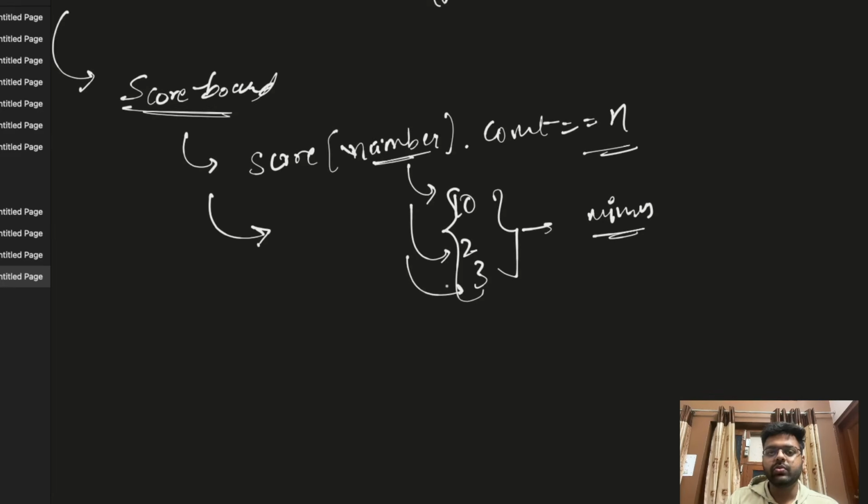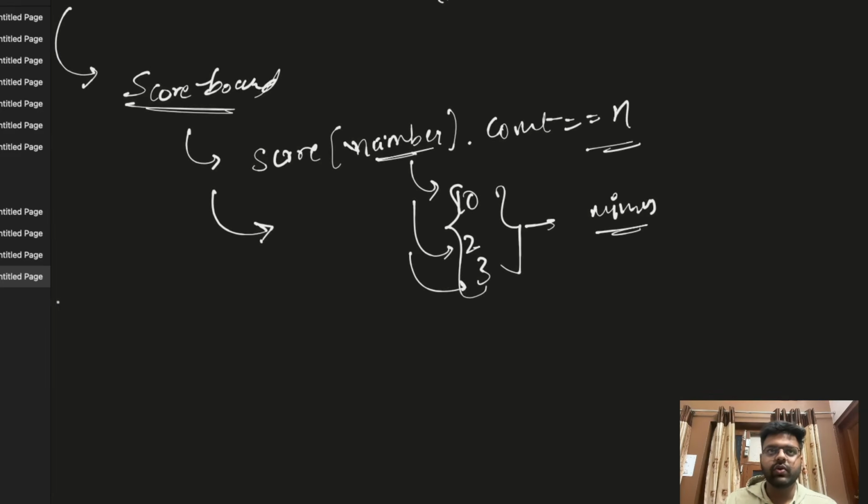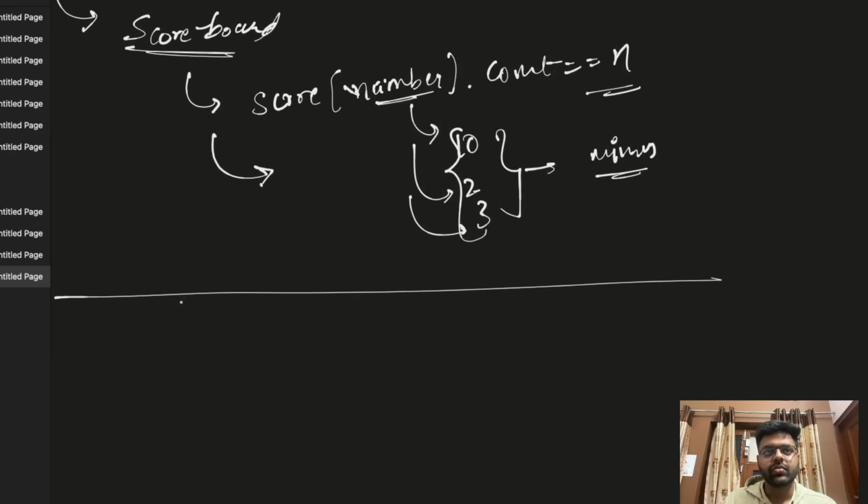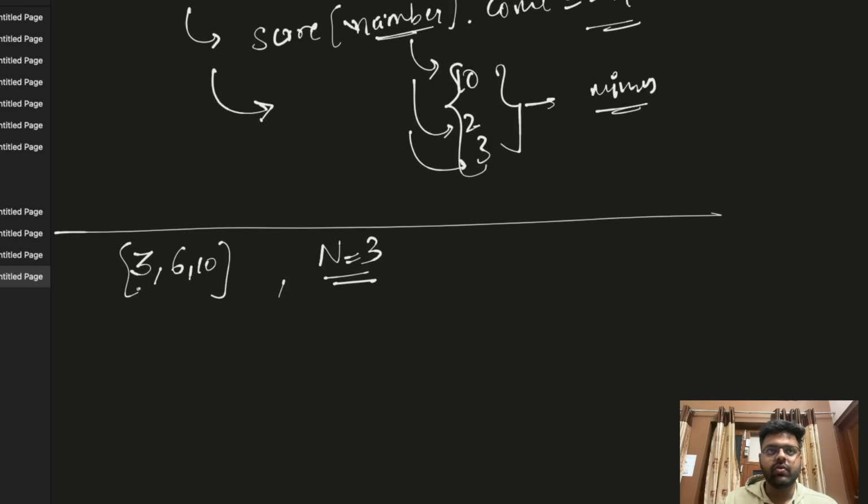I hope you are able to get the logic of what I am trying to say. Let me explain this with an example as well. Let's take the array 3, 6 and 10, and n is equal to 3. Let's make the path for 3. For 3 it would go to 4, for 4 it would go to 2, and for 2 it would go to 1.